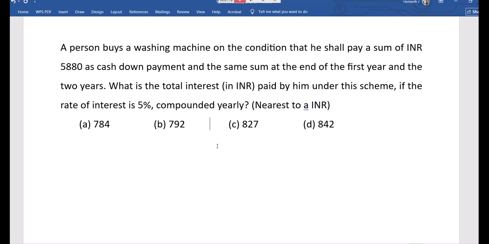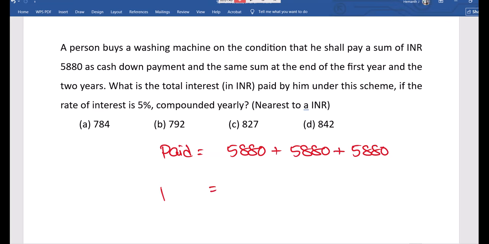Let's say the amount is P rupees, and the question is what is the rate of interest? Totally how much did he pay? The amount paid is 5,880, then 5,880, then 5,880. 3 times, so the amount paid is 17,640. Now we need to calculate the interest. What is the extra?